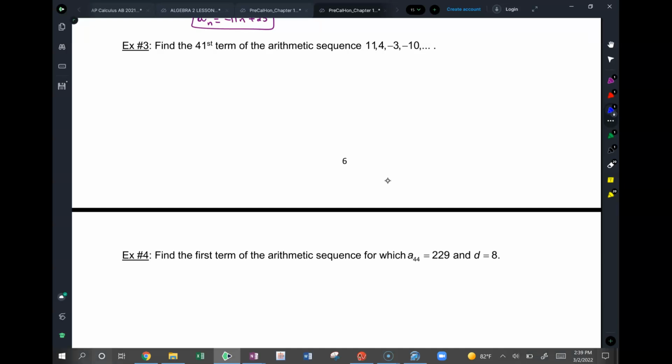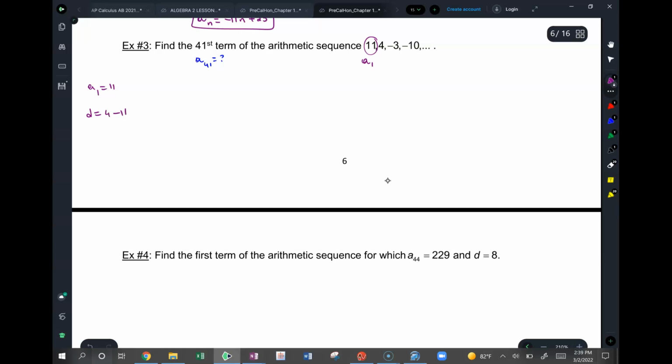Okay, next one. Find the 41st term. So basically, you want A41. Okay, what have we been given here? This is A1. So A1 is 11.